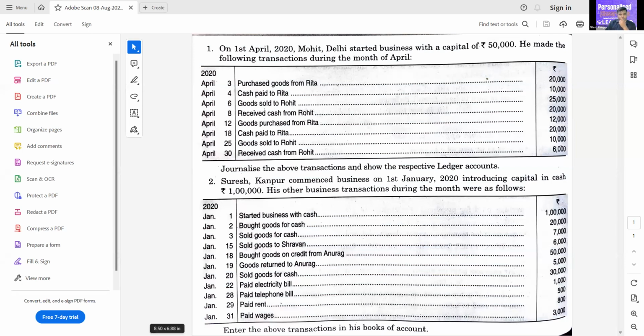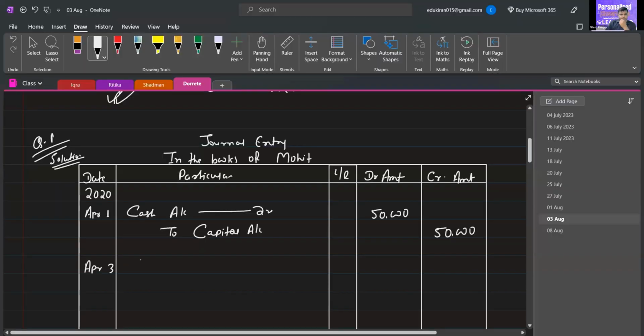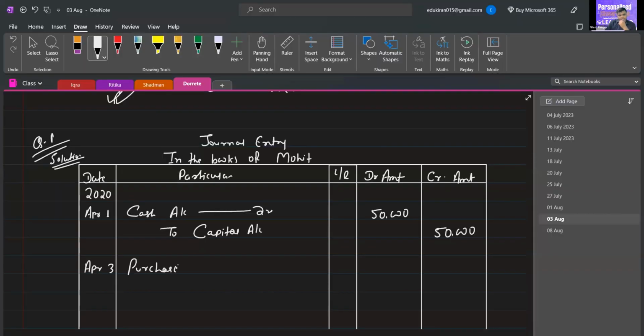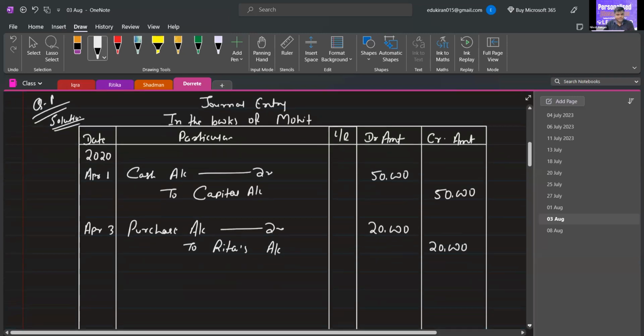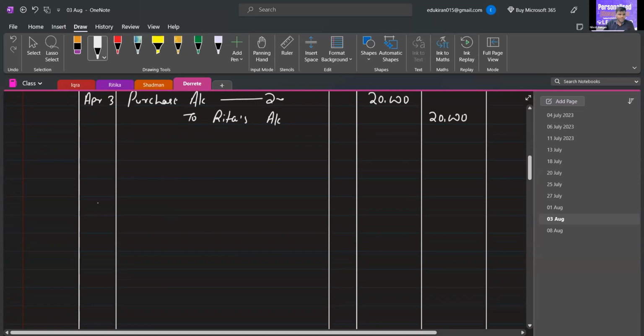Now purchased goods from Rita. So purchase goods from Rita, it means it is on credit. Purchase account debit to Rita account. Yes, it is 20,000 and 20,000. Any doubt? No, sir. Okay. The next entry is on April 4th.